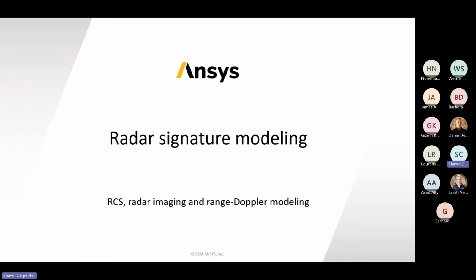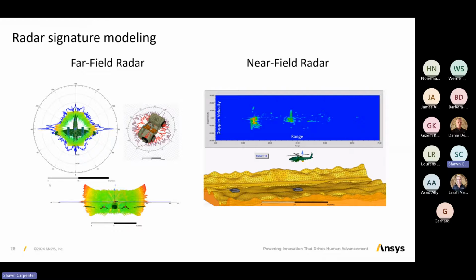Okay, let me talk a little about radar signature modeling. Now, this is capturing radar cross sections or doing radar imaging with wideband radar waveforms or doing range Doppler modeling like we see with everyday automotive radar applications. So we do this for both far field applications where usually your target is much smaller than an individual range bin. So you just want to know analytically what is the radar cross section of the target at any direction of interest, at any frequency of interest.